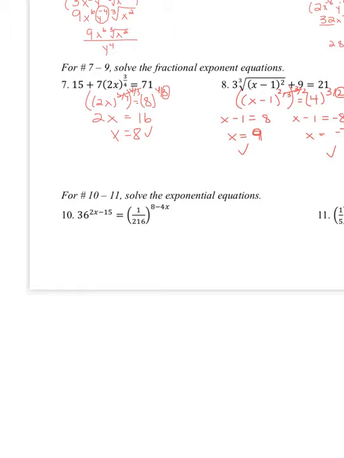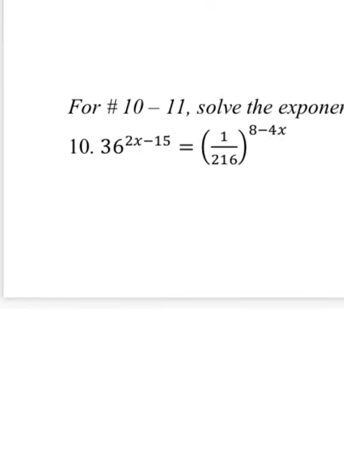Numbers 10 and 11, we have exponential equations. Neither one of them has common bases. So first, I'm going to rewrite this 1 over 216 as 216 to the negative first power. Now, I always try to go smaller, so I look at the 36 first. 36 to the second power does not give me 216. It's way too big. So then I have to go smaller.